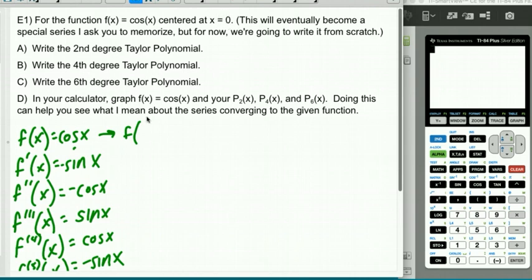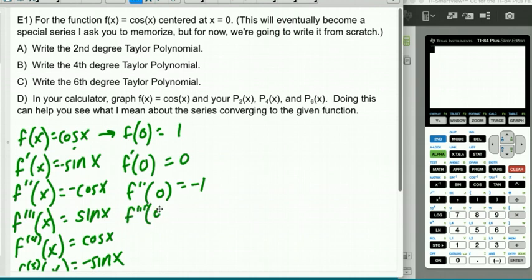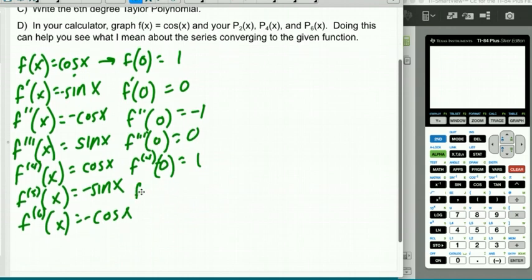So x equals 0 is my center, so I'm going to find f of 0, and that's a 1, right? F prime of 0, sine of 0 is a 0. F double prime of 0, cosine of 0 is a 1, so this is a -1. F triple prime of 0 is, again, a sine of 0, which is 0. The fourth derivative of this thing at 0 is cosine of 0, which is 1. The fifth derivative is another sine of 0, right? It's got a negative in front, but that doesn't matter, so it's a 0. And then the sixth derivative is another -1 again.